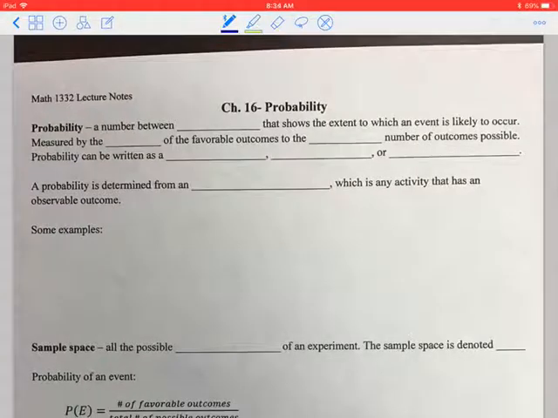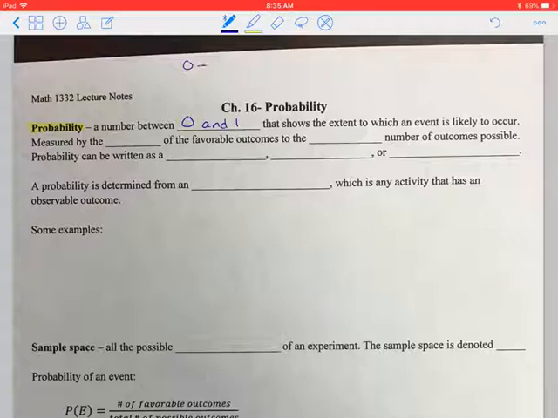In this video, we're going to start our very last section, and this is going to be on probability. So first of all, we need to talk about what we mean when we say probability. Probability is a number between 0 and 1 that shows the extent to which an event is likely to occur. So generally we use numbers between 0 and 1. You can think of them as percents.